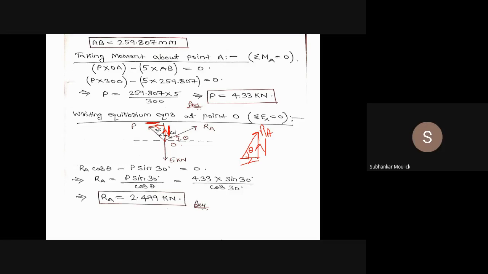So I can write the equation: RA cos theta minus P sin 30 equal to 0. There is no other force present along the x-axis. Theta I already know, that is 30 degree, we have calculated. So RA becomes P sin 30 by cos theta. P we have calculated as 4.33 kilonewton, into sin 30 divided by cos of theta. Theta is 30 degree. If you solve it, you will get the value of RA to be 2.499 kilonewton.